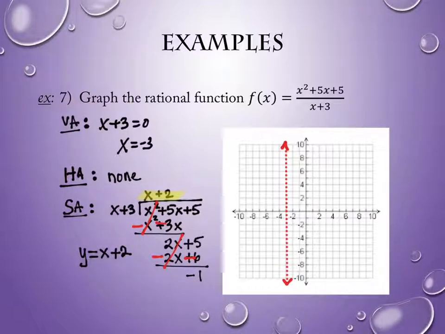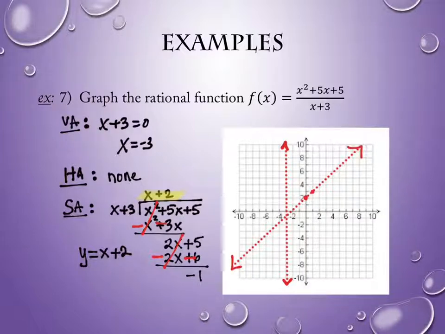That's not a horizontal line or a vertical line. It's a slanted line, right? A diagonal line with a y-intercept of 2. So I'm going to plot 2 and a slope of 1. So we would go up 1 and right 1. And I'm going to connect these two with a dotted line. That's my slant asymptote.